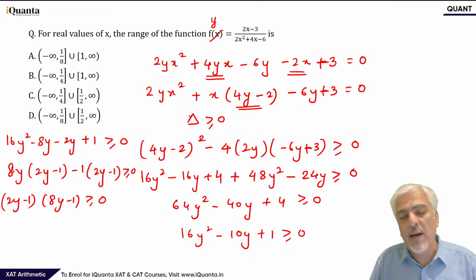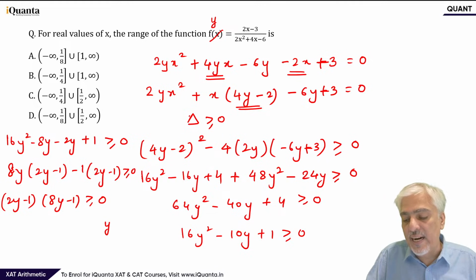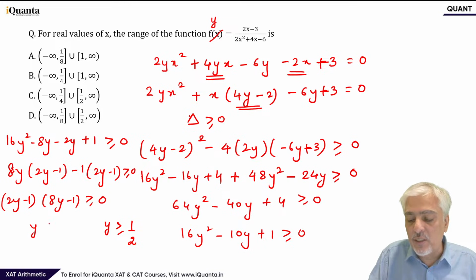So हाफ और 1/8 में हाफ बड़ा है, तो y greater than half and y less than or equal to 1/8, perfectly gives you the option D.